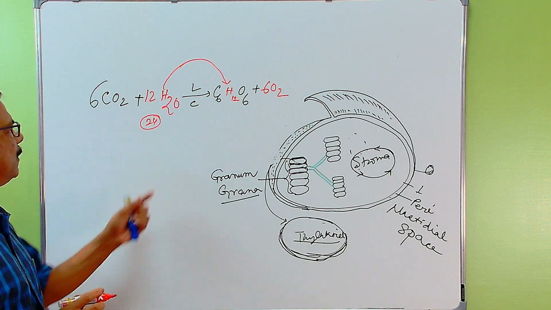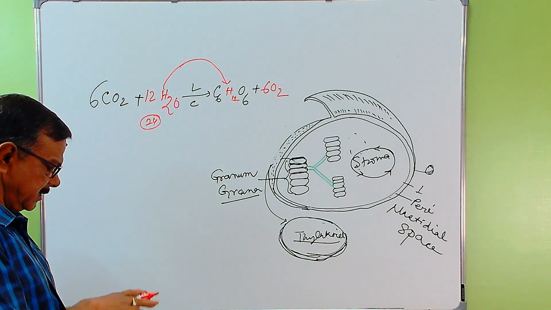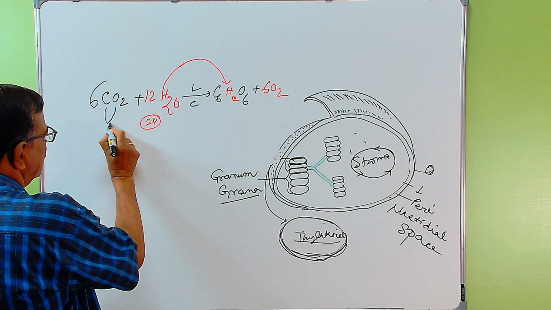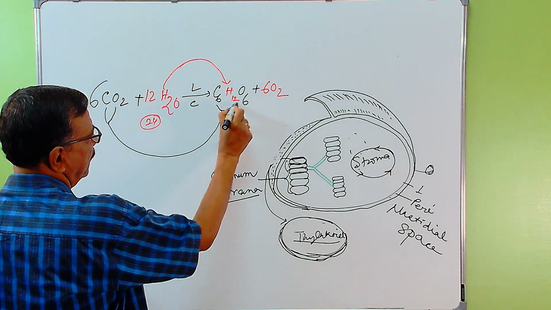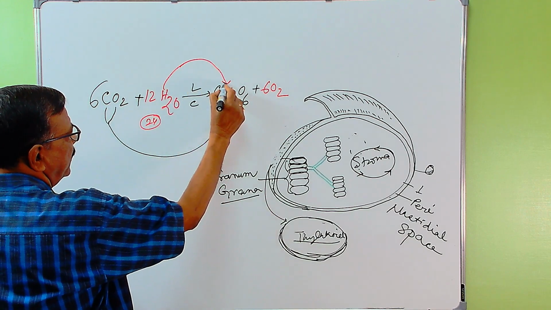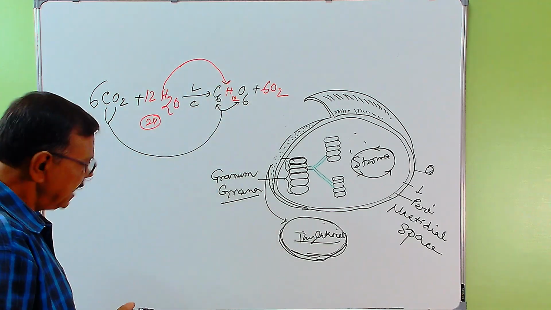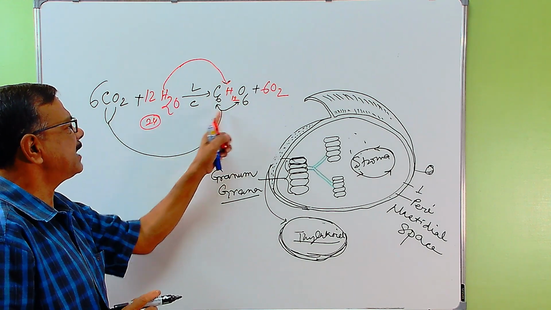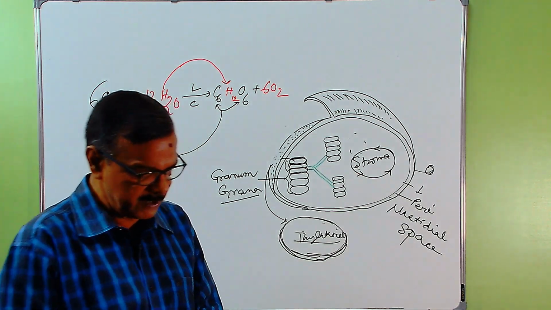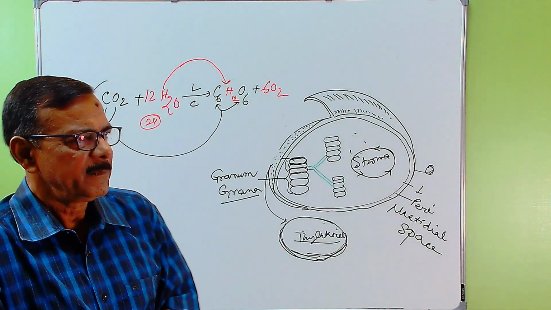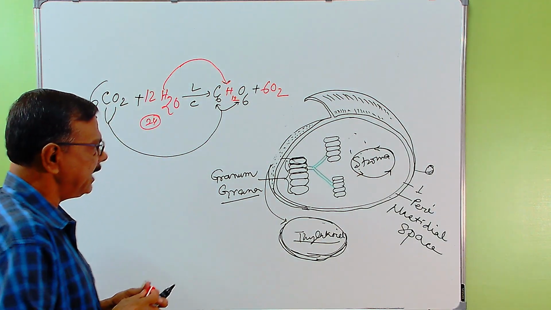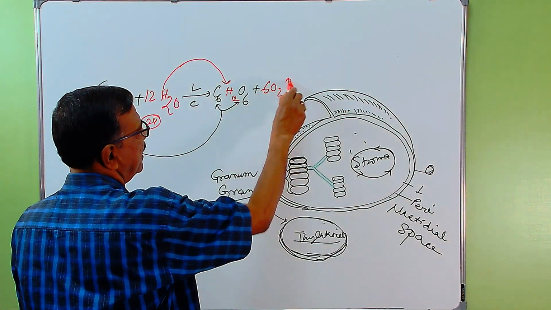Let's see. So C6H12O6: CO2 is reduced. CO2 is here, and hydrogen is donated here. Water is the hydrogen donor, and the hydrogen makes the glucose. Then 6O2: last day we discussed it has been proved by O18 isotope that the entire oxygen comes from water.